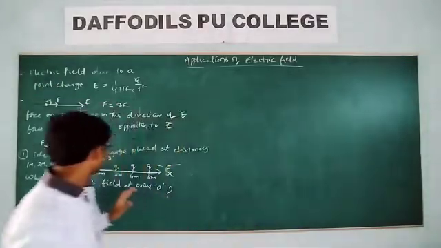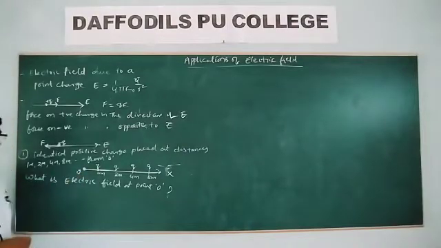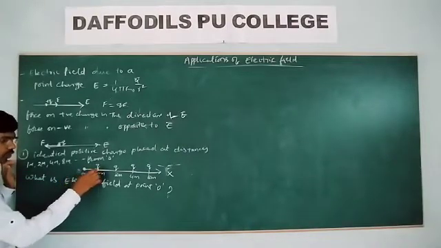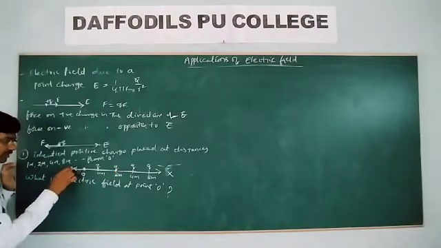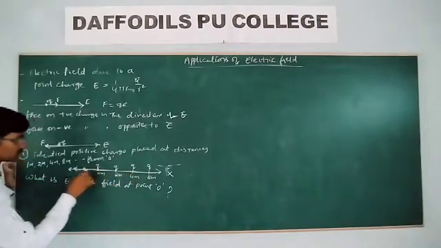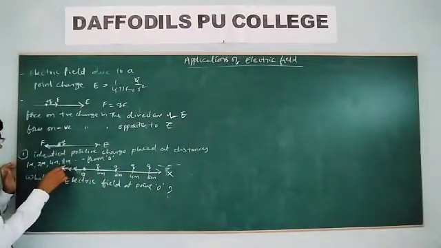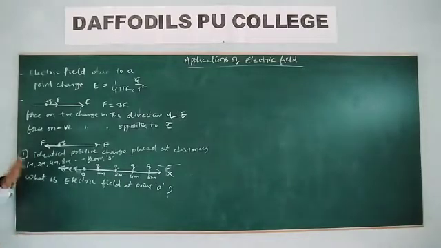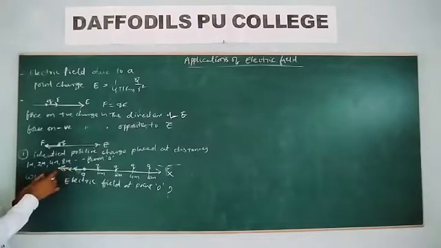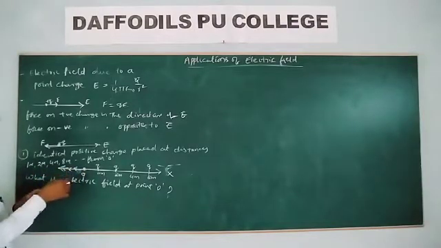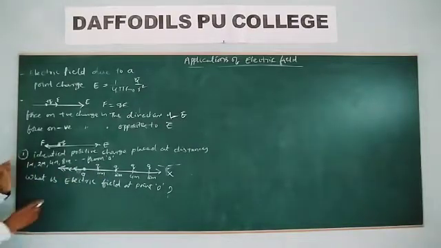Now, what type of charges are these? All are positive charges. Therefore, the electric field due to the first charge is outward, and due to the second charge also outward, and due to this charge outward, and due to this charge outward, away from that charge. You can observe that the electric field due to each charge is in the same direction. So the resultant electric field is the vector sum of the electric fields due to the individual charges.